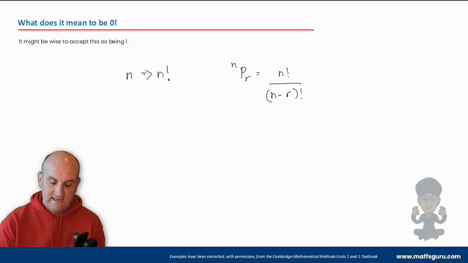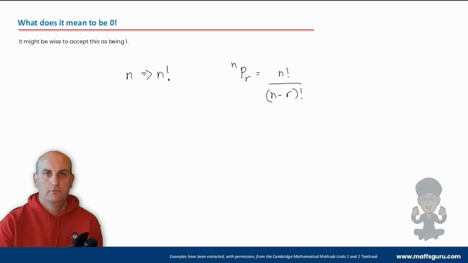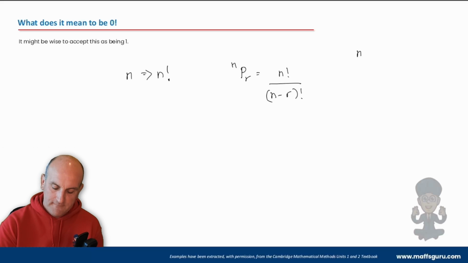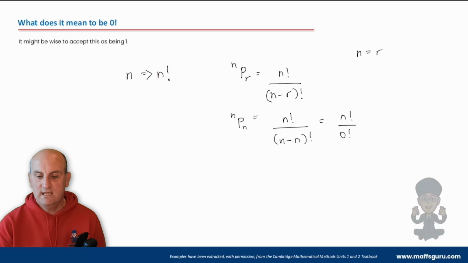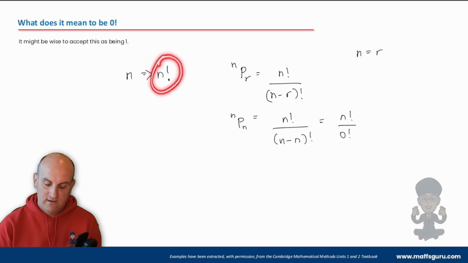Well, if we are going to arrange in group sizes equal to n, so if I've got 4 objects and 4 spaces, or 10 objects and 10 spaces, then what we're going to say in this situation is that n is equal to r. So this is now really going to be nPn, which gives us n factorial divided by n minus n factorial, or n factorial divided by 0 factorial. But we know that this is the same. We know that n objects arranged in n different ways is the same as n factorial.